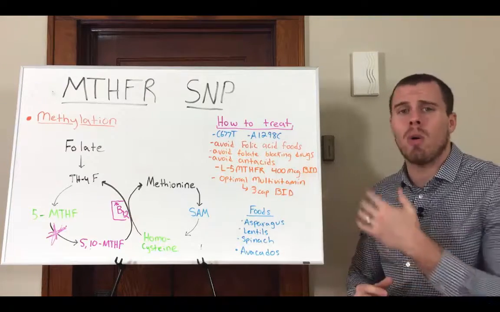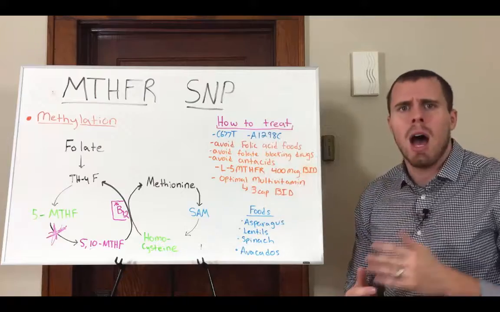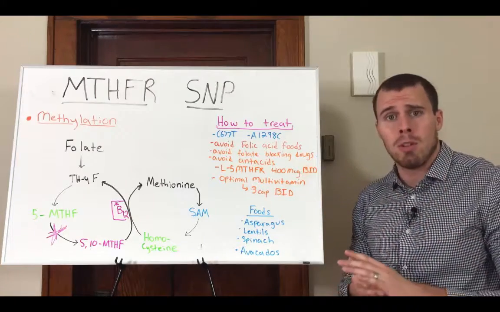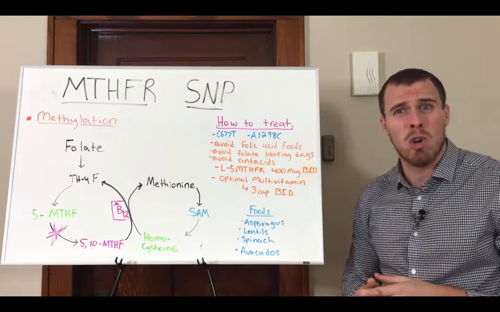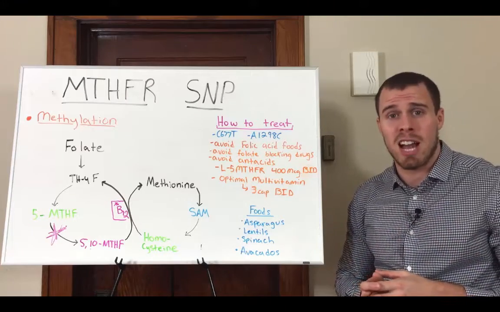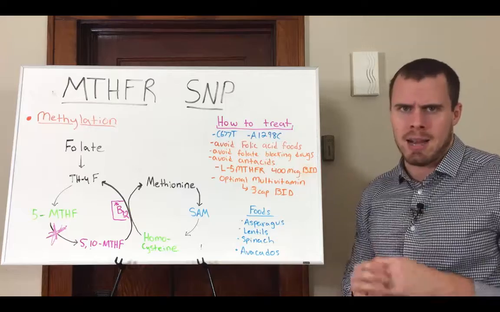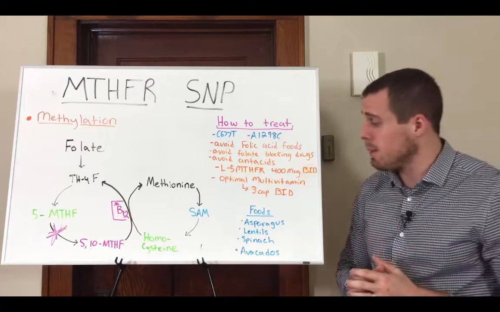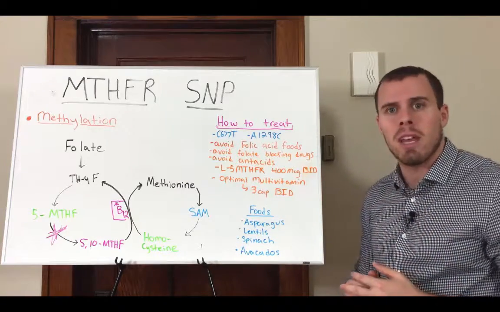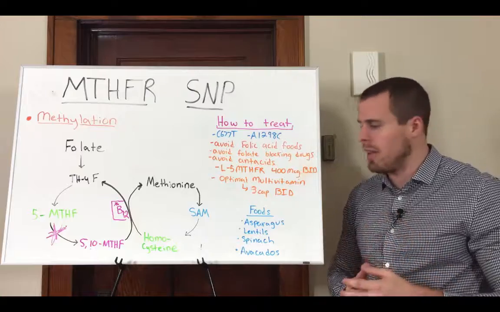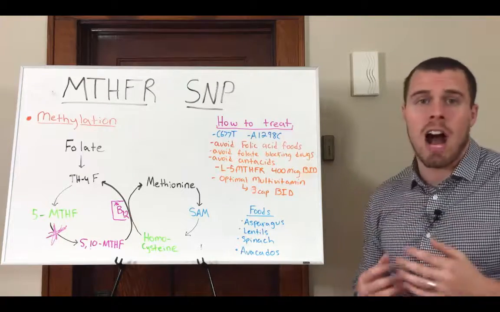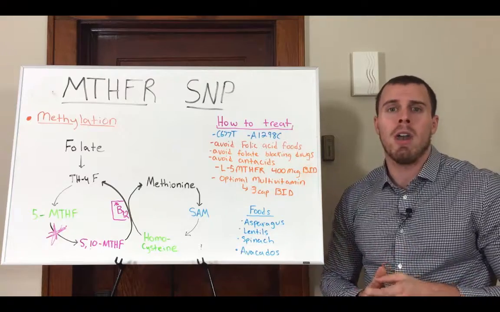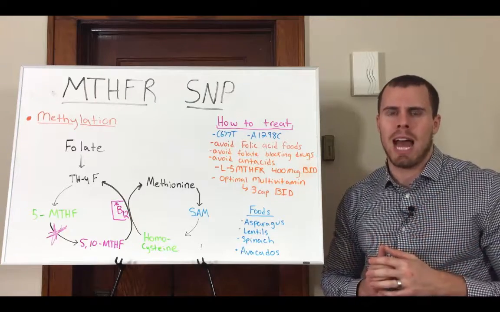And obviously, if we don't have this MTHFR SNP, which a lot of people do not, a lot of people do have this SNP and don't even realize it, so it can't hurt to get that PCR testing. Foods that are high in folate, which will be converted to folic acid, include asparagus, lentils, spinach, and avocados, which are really important and high in folate.